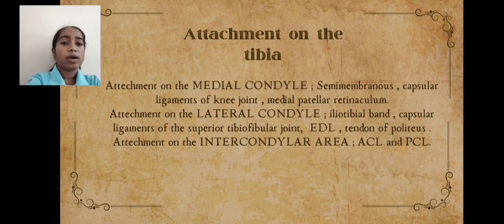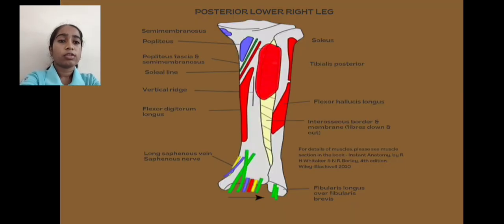Attachments on the tibia. Attachments on the tibial condyles: the medial condyle includes the semimembranosus, capsular ligament of the knee joint, and medial patellar retinaculum. Attachments on the lateral condyle include the iliotibial band, capsular ligament of the superior tibiofibular joint, extensor digitorum longus, and tendon of popliteus. Attachments on the intercondylar area: anterior cruciate ligament and posterior cruciate ligament.